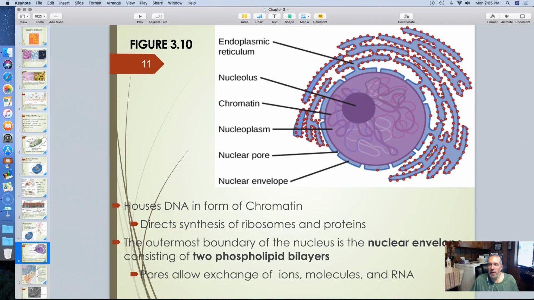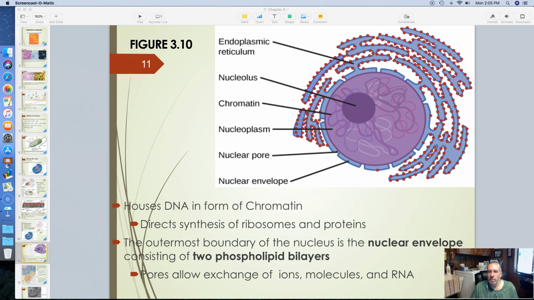All right, so if we zoom in then to some of those organelles that are inside the cytoplasm, one of the really important ones is called the endoplasmic reticulum, and we typically abbreviate that ER. There's a rough endoplasmic reticulum and a smooth endoplasmic reticulum. So RER and SER.